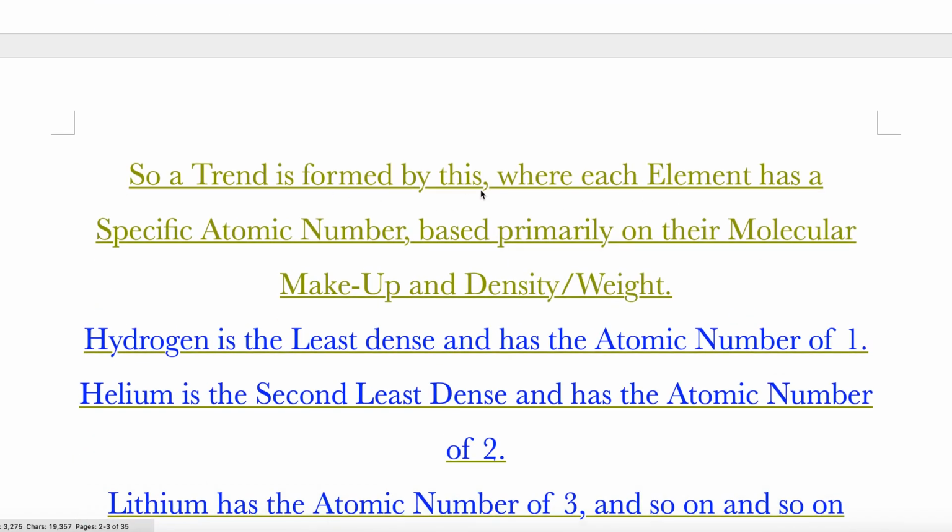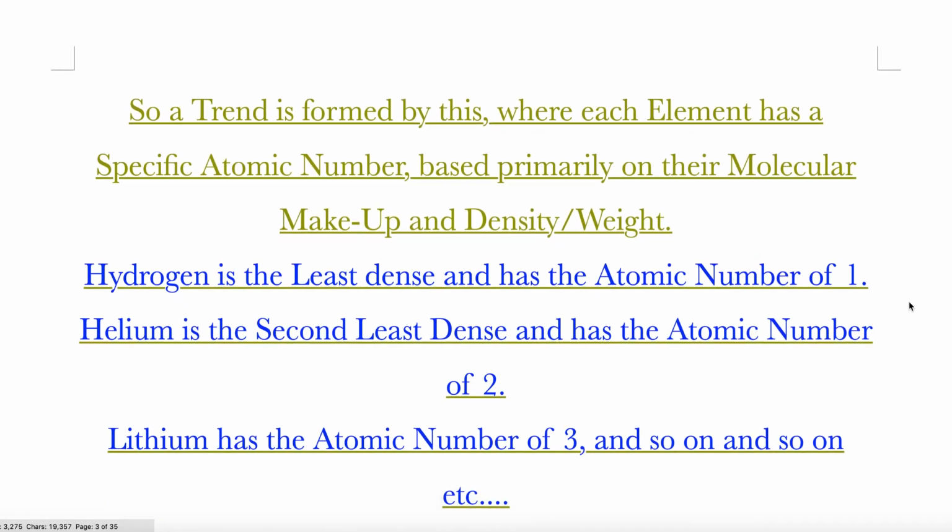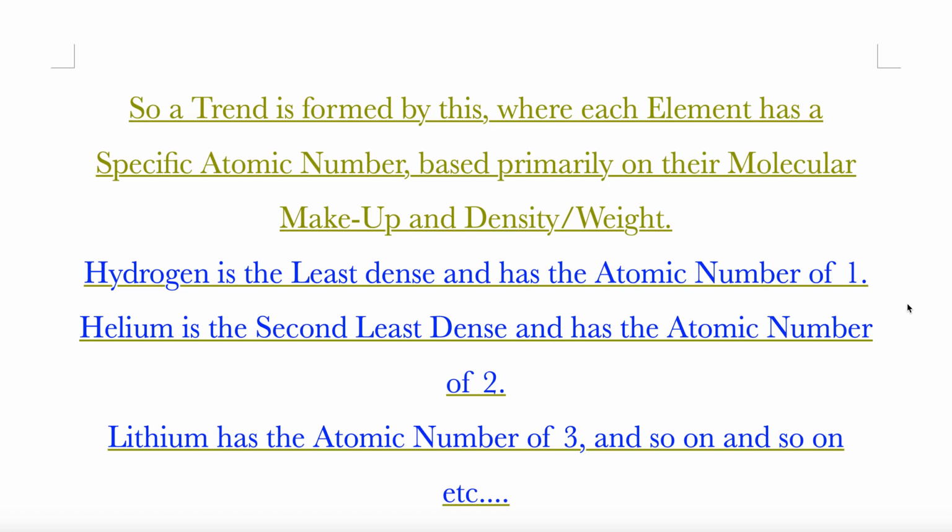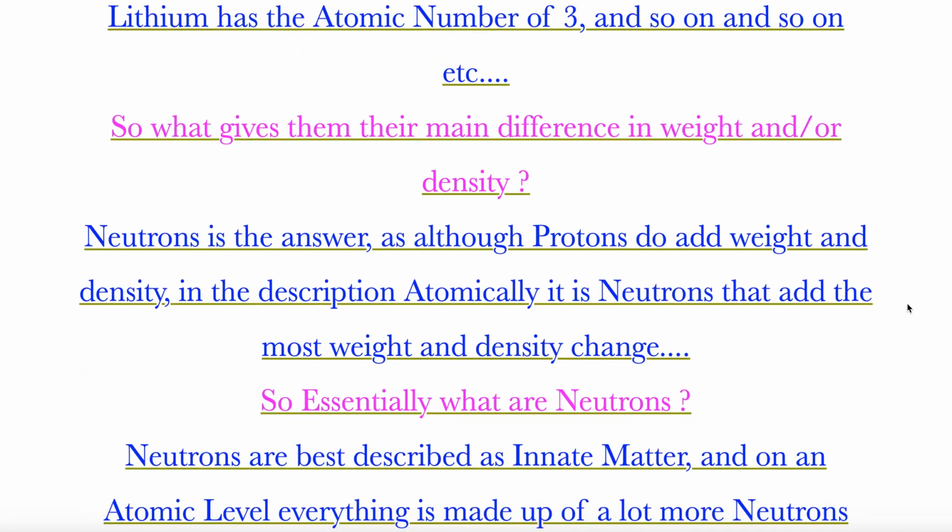So a trend is formed by this, where each element has a specific atomic number based primarily on their molecular makeup and density weight. Hydrogen is the least dense and has the atomic number of 1. Helium is the second least dense and has the atomic number of 2. Lithium has the atomic number of 3, and so on. So what gives them their main difference in weight and or density? Neutrons is the answer, as although protons do add weight and density, in the description atomically, it is neutrons that add the most weight and density change.